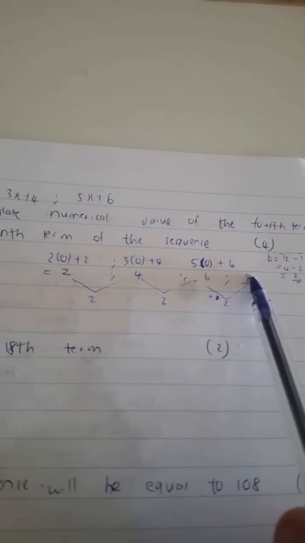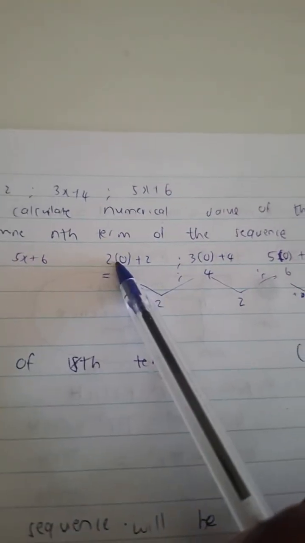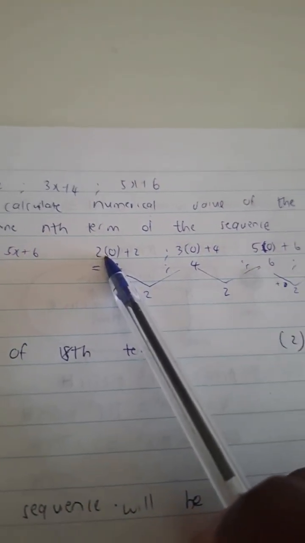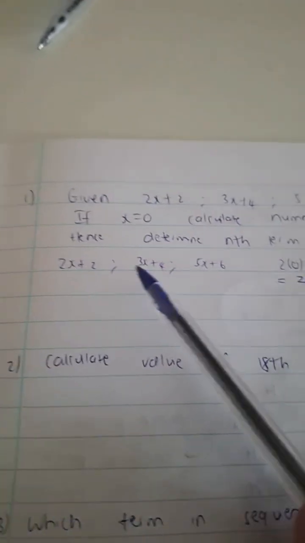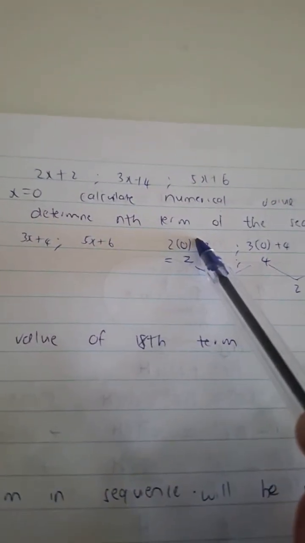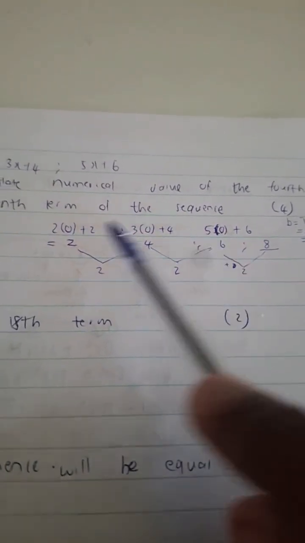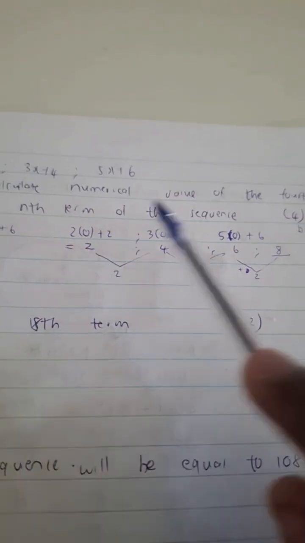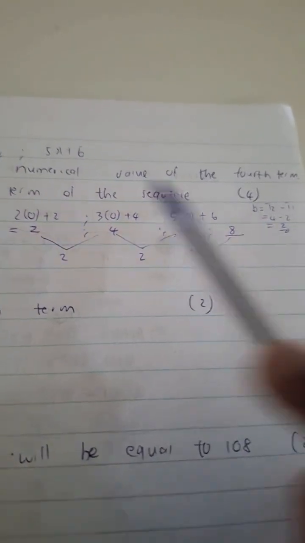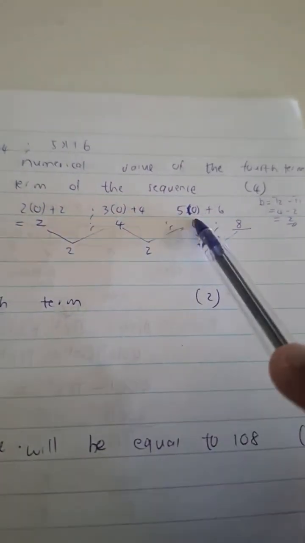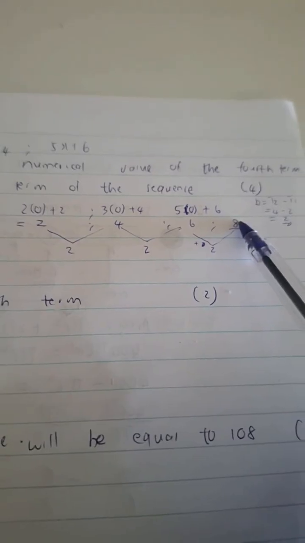How did I find it? Like I said, I first substituted my x value, which is 0. If x is equal to 0, it means in the place of x, I substitute 0. 2 times 0 gives me 0 plus 2, that's 2. 3 times 0 is 0 plus 4, that's 4. 5 times 0 plus 6, that's 6. Then I write down my terms: 2, 4, 6. Obviously, my fourth term is 8 because I'm counting in multiples of 2 here.